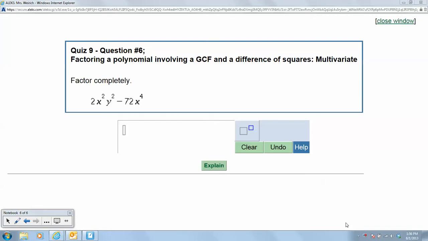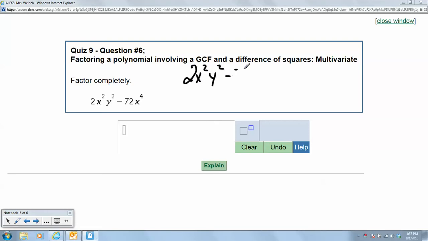This problem is called factoring a polynomial involving a GCF and a difference of squares, multivariate. So we're going to have multiple variables, and it asks you to factor completely. Anytime it says factor completely, you want to make sure when you're finished that it can't be factored anymore.